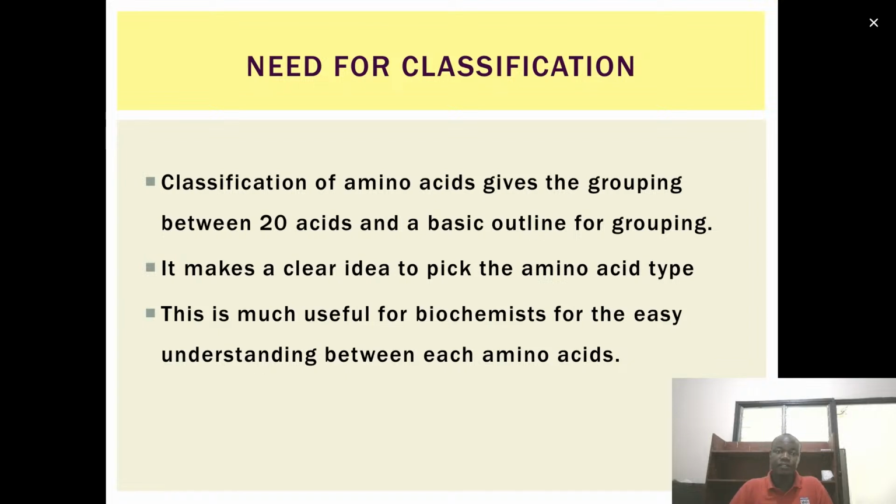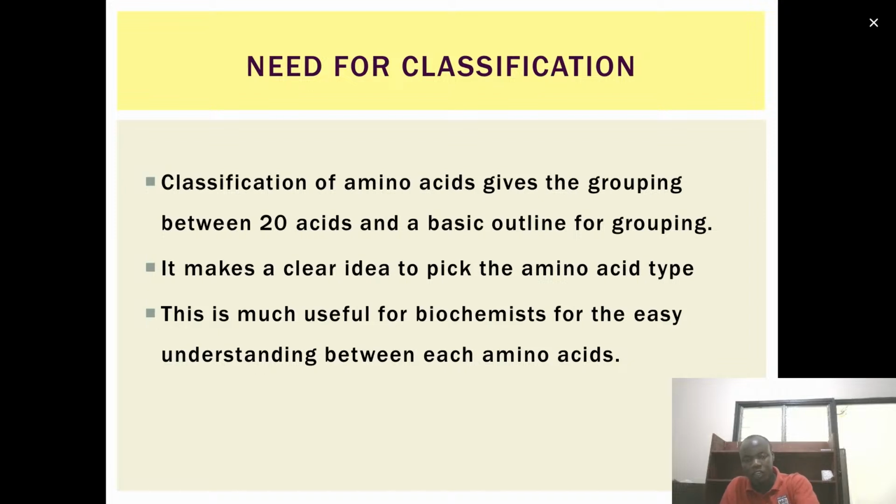Because number one, you will know that we have 20 amino acids. So in those 20 amino acids, how do you understand them very well? You group them. How do you group them? You look at those that have some group attached. Maybe you start from the R group because all amino acids are the same. It's only the R group that actually makes them different. So first you start with their R group.